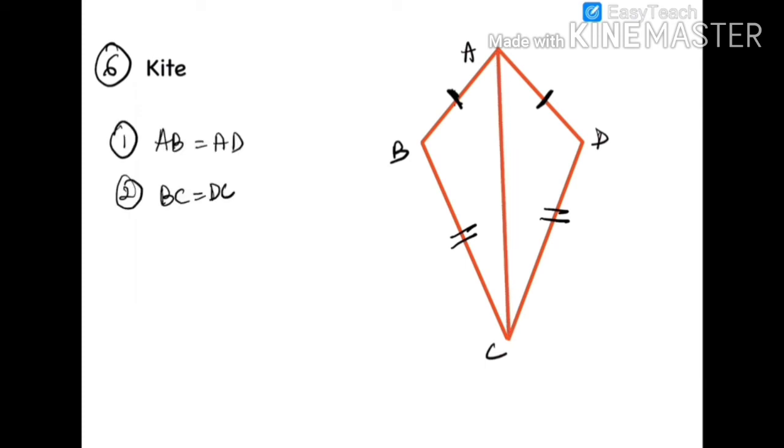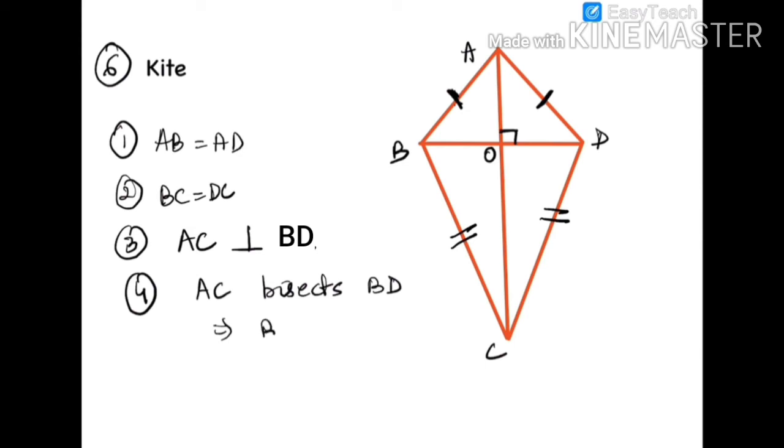And if we join the opposite vertices to get the diagonals, these diagonals will be perpendicular to each other. So AC will be perpendicular to BD. Are these diagonals bisecting each other? No. However, diagonal AC bisects BD. This implies that BO is equal to OD, but AO is not equal to OC. So these are the properties related to a kite.